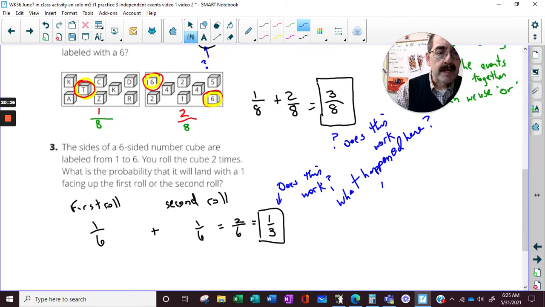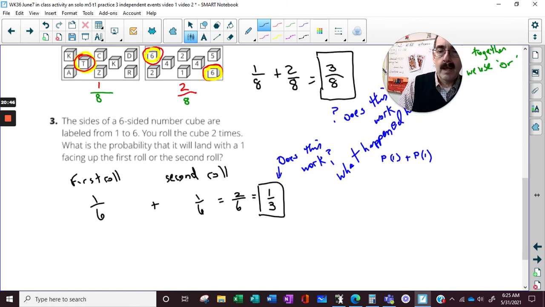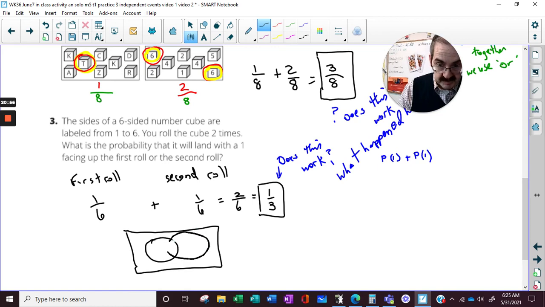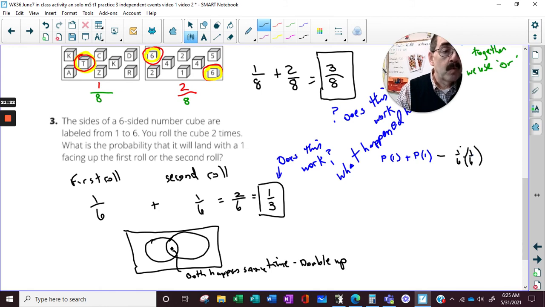And we have the probability of a 1 plus the probability of a 1. And we draw our box, all the probabilities. The first dice, probability of a 1. The second dice, probability of a 1. But there's an overlap when they both happen at the same time. That's a double up. Okay. Minus when they happen together. 1 out of 6 times 1 out of 6. It's going to happen 1 out of 36 times.